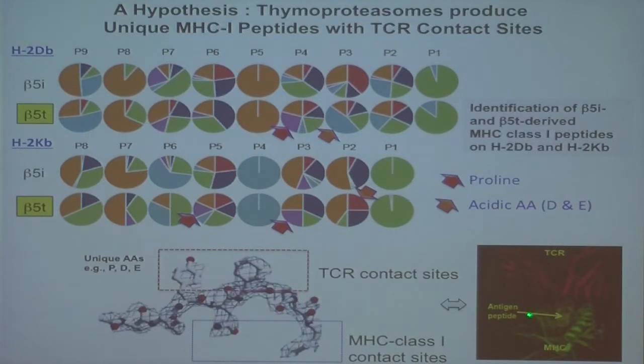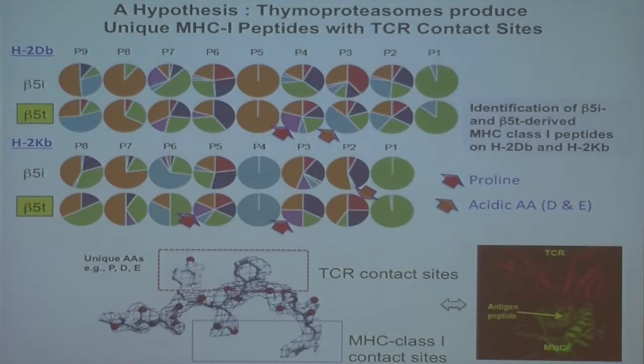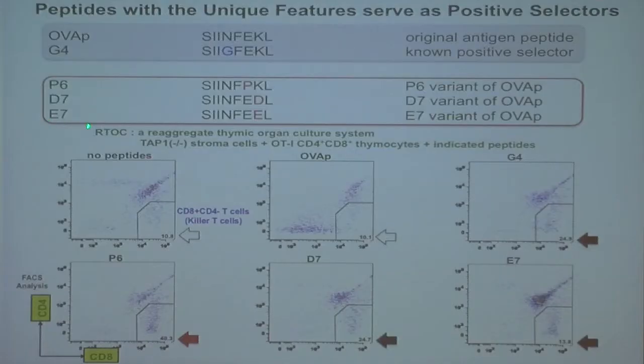Again, as I told you, the antigen peptide is very important for TCR recognition. In that case, these antigen peptide properties are quite different. To demonstrate that this is really involved in positive selection, in this Takahama's work, the T-cell immunologist used an RTOC assay, an in vitro developmental assay of organ culture.